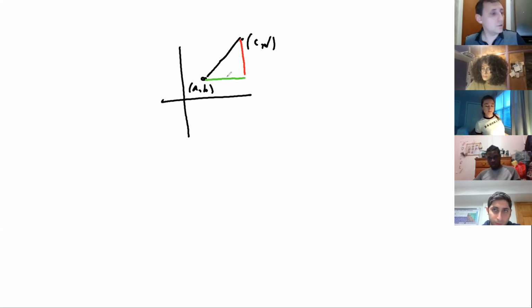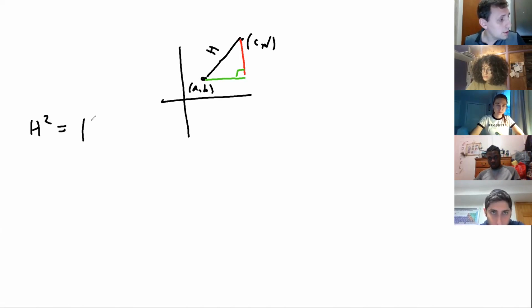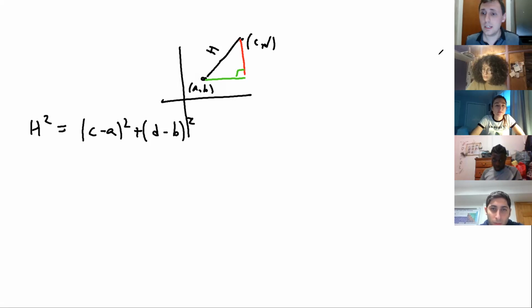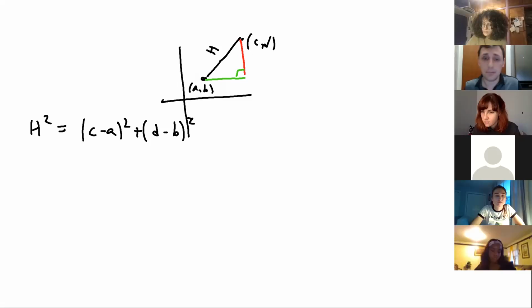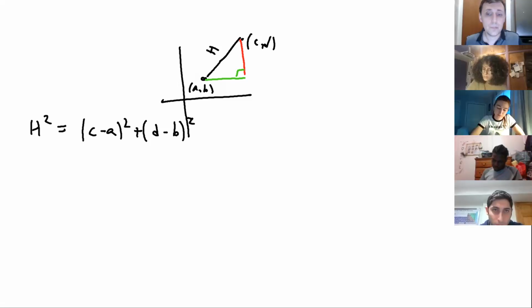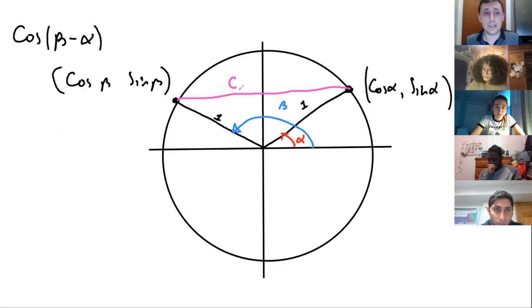Yes. So because it's a right triangle, I know that the red length squared plus the green length squared will be the hypotenuse squared. So if this is the hypotenuse, then the hypotenuse squared equals C minus A squared plus D minus B squared. Yes, that's how we have the length of a line segment formula. It just follows from the Pythagorean theorem.